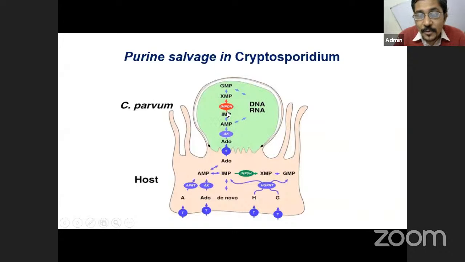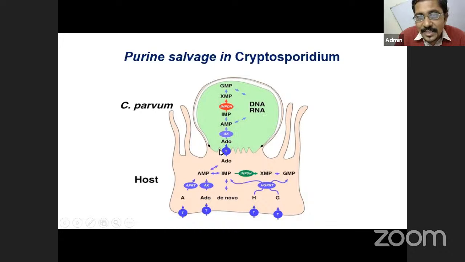So the conversion from inosine monophosphate to xanthine monophosphate is essential. And that happens through the IMPDH enzyme, inosine monophosphate dehydrogenase. This enzyme is located in the parasite. This enzyme is also present in the human. You can see over here, IMPDH, inosine monophosphate dehydrogenase, is essential to make the genetic material.